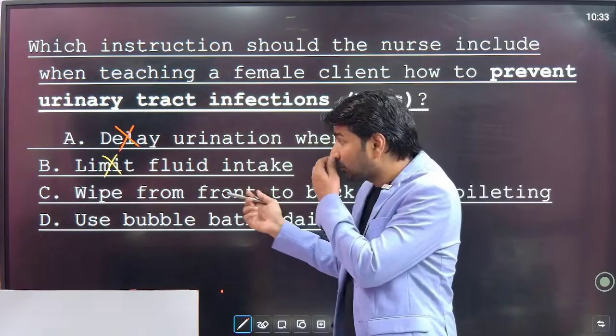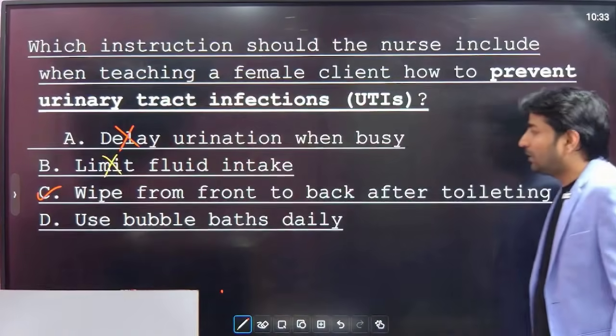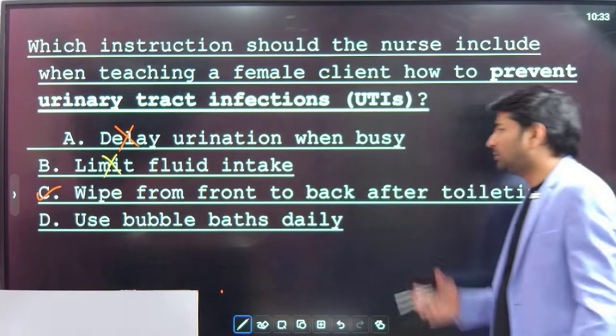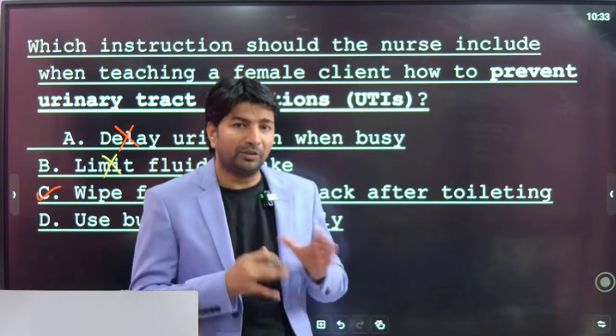This protects us from UTIs, so we'll mark this as the correct answer. The last option is use bubble baths daily. Taking daily bubble baths doesn't reduce the chances of a UTI, it increases them.